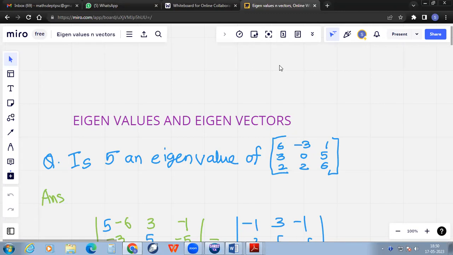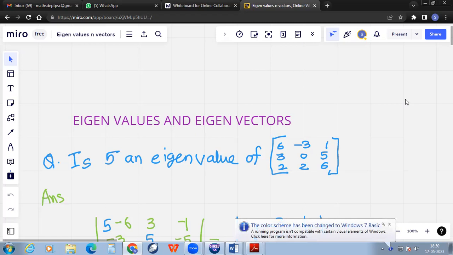Hello guys, let us today see eigenvalues and eigenvectors. Already we have seen the definition of what is meant by an eigenvalue and an eigenvector. Let us recall.